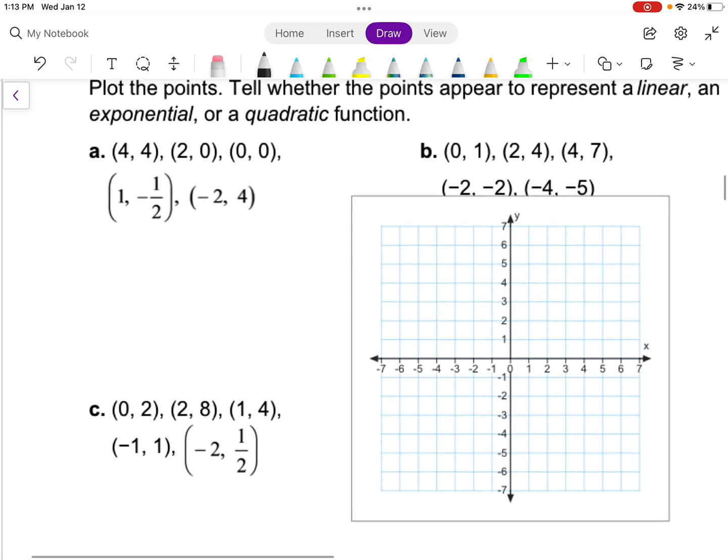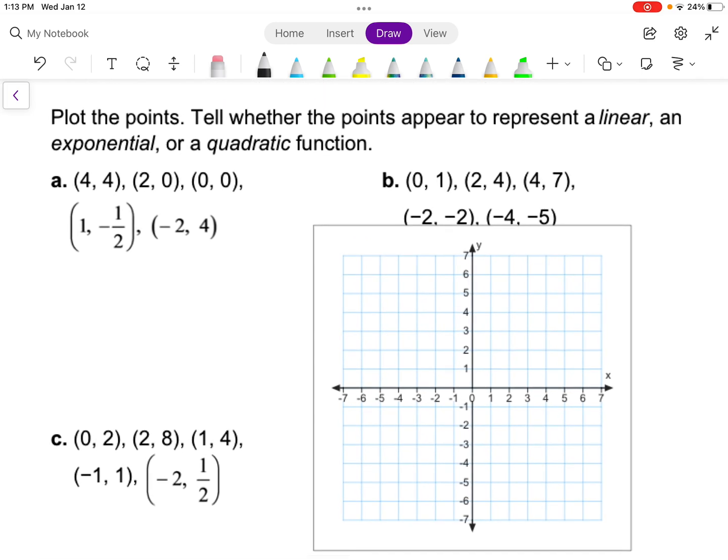Here are some examples. Let's do example A. The directions say, plot the points, and tell whether the points appear to represent a linear, an exponential, or a quadratic function. For A, we have the points 4, 4, 2, 0, 0, 0, 1 and negative a half, and negative 2, 4. Hopefully when we see this, most of us recognize this is a parabola. So if we're asking what kind of function it is, we're going to say that it is a quadratic function. It did not ask us to, but we're going to find the equation too.